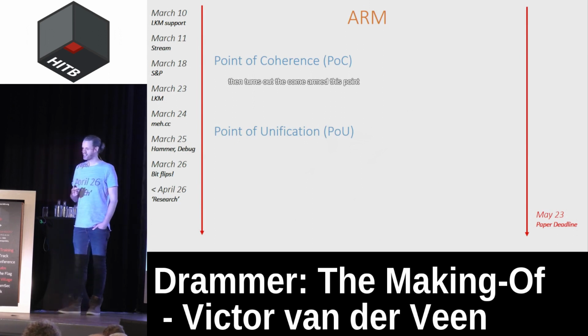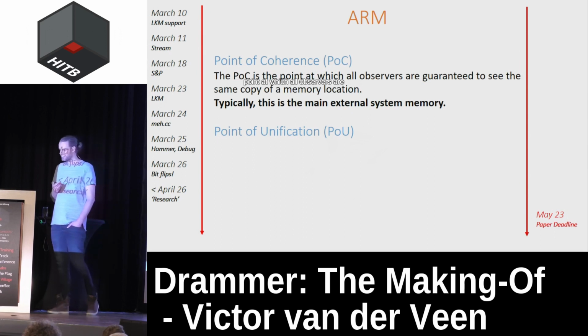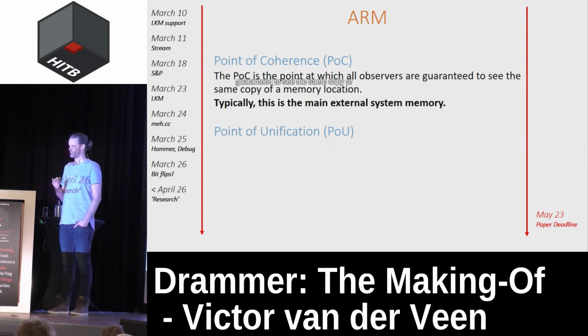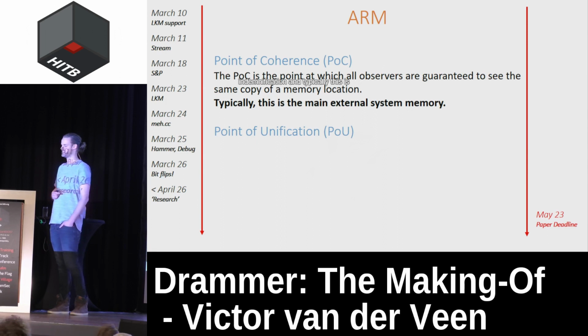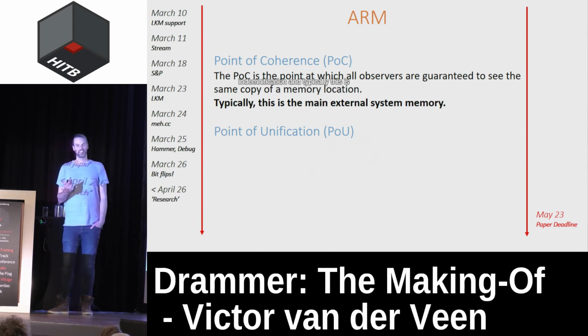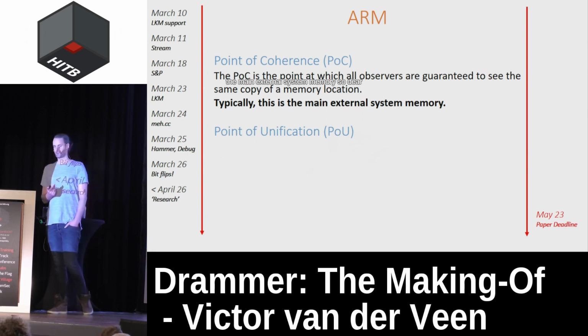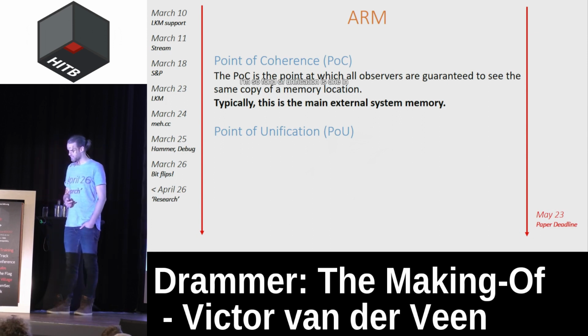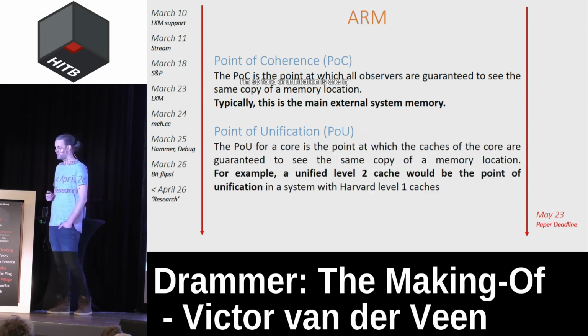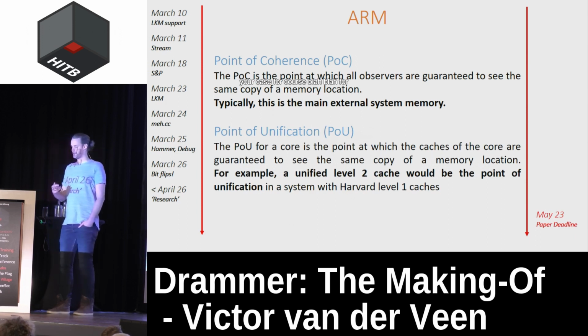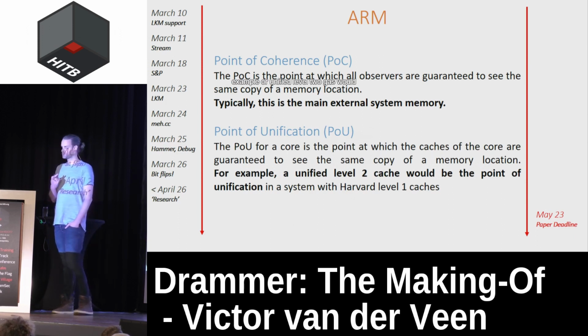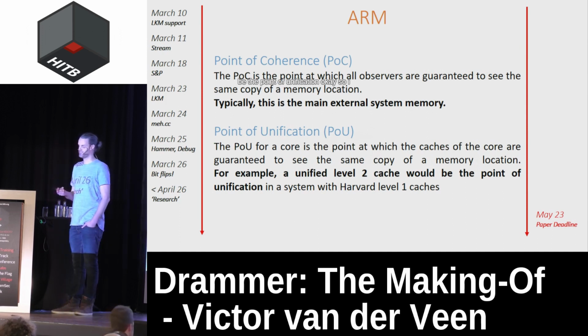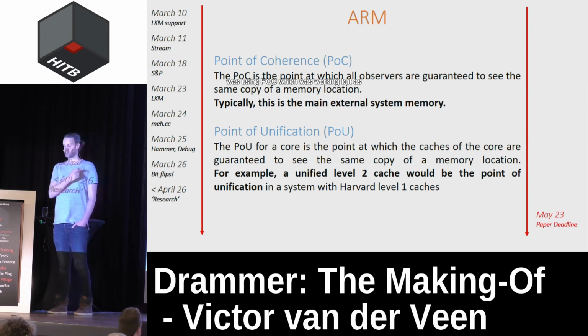And then it turns out that on ARM, this point of coherence, I looked it up, and it is the point at which all observers are guaranteed to see the same copy of a memory location. And typically, this is the main external system memory, so DRAM. So point of unification for a core is blah, blah. For example, a unified level 2 cache would be the point of unification. Okay, so I was using POC, which was working, but as soon as you switch to POU, it's not working.